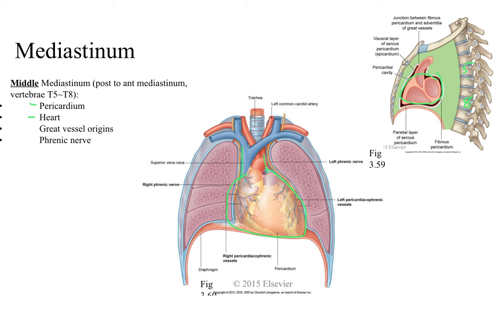You'll have the origin of the great vessels, aorta, superior vena cava. That's going to be there in the middle mediastinum. And then you will have the phrenic nerve as well. Let me get a different color for that. Let's do yellow. You'll have the phrenic nerve traveling down here on the left and here on the right.